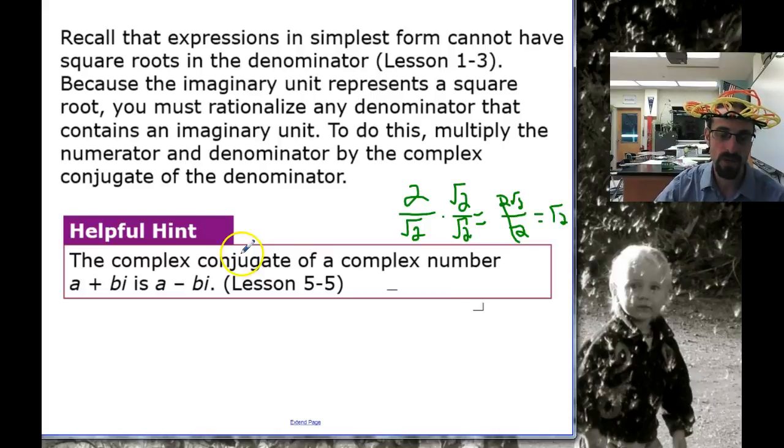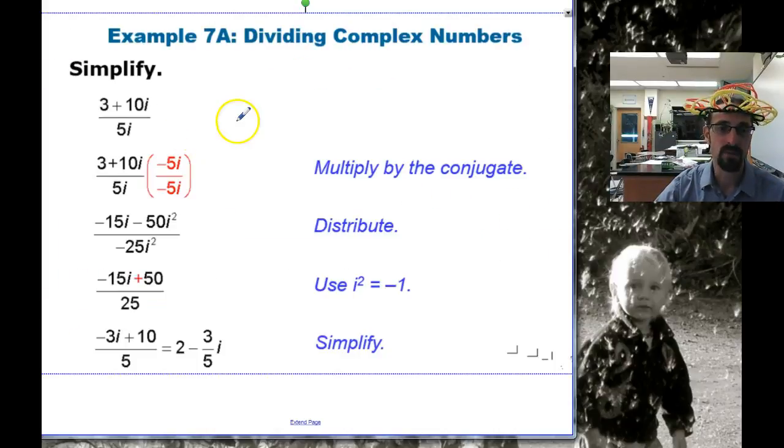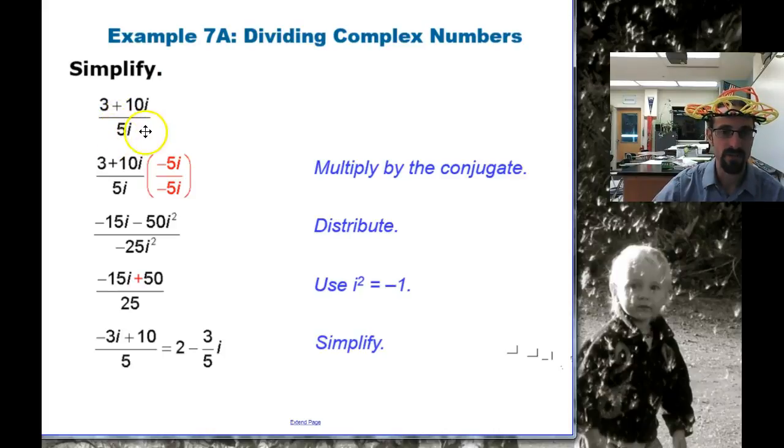The same thing is true when you have a complex number in the denominator. What you need to do is multiply the numerator and the denominator by the complex conjugate. What in the world does that mean? Well, check out this example. First of all, I've got a 5i in the denominator, so it's really 0 plus 5i. Let me just write that in here. So what I need to multiply both the top and the bottom by is 0 minus 5i. That's my complex conjugate. When you carry out the operation, you get a negative 25i squared in the denominator. i squared, of course, is negative 1, so negative 1 times negative 25 is 25.